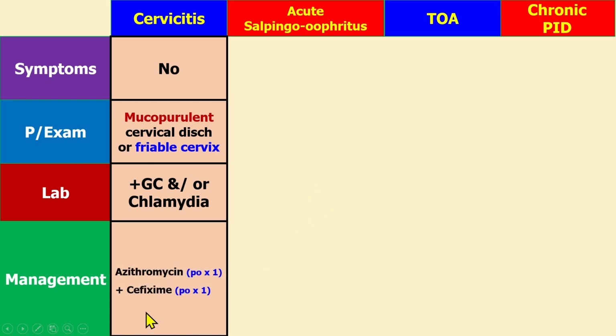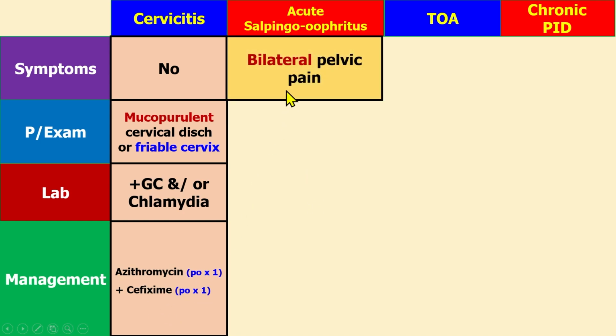And what is the management for this condition? Azithromycin and cefixime, once PO. And in acute salpingo-oophoritis, you see bilateral pelvic pain. If it's unilateral, an ectopic pregnancy is suspected. In the bilateral case, it's usually acute PID.